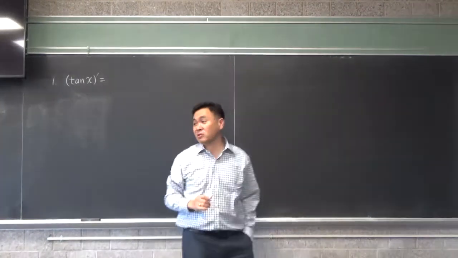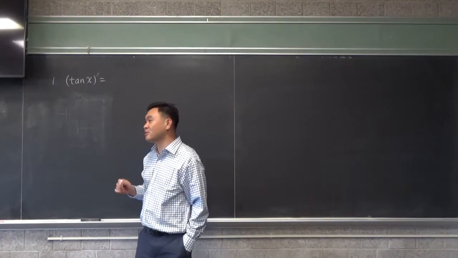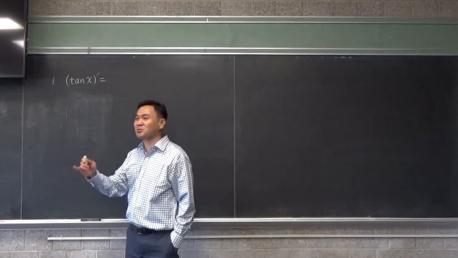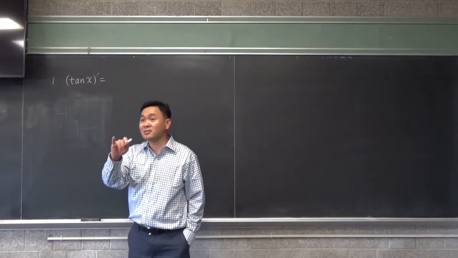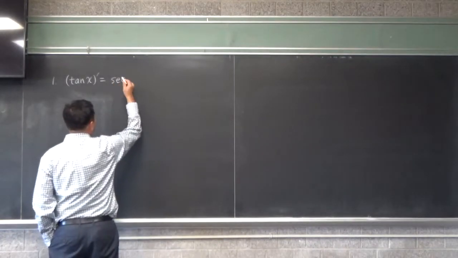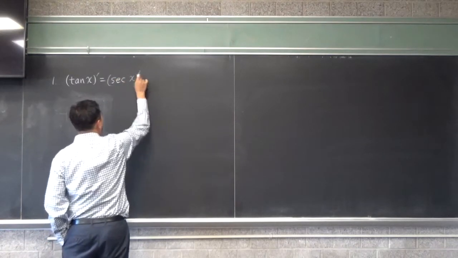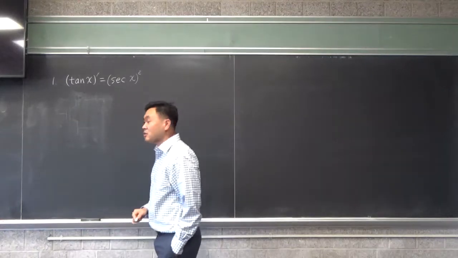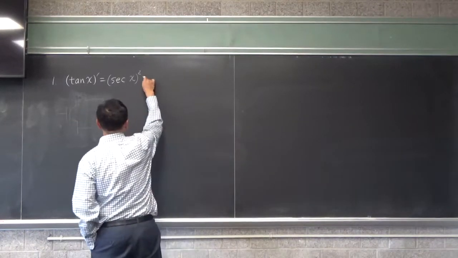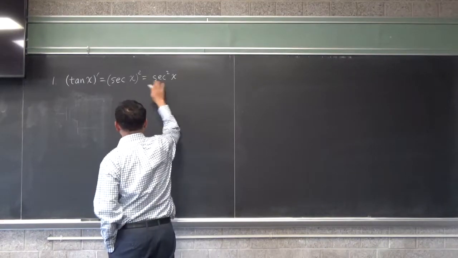Okay, so what's the derivative of tangent x? Do you remember? Anyone? Secant x tangent? No, close. Secant x squared? Secant squared, right. Secant x squared. Although this is the meaning of it, rather than this, people just write down secant squared of x. So this is like the shorthand for this thing.